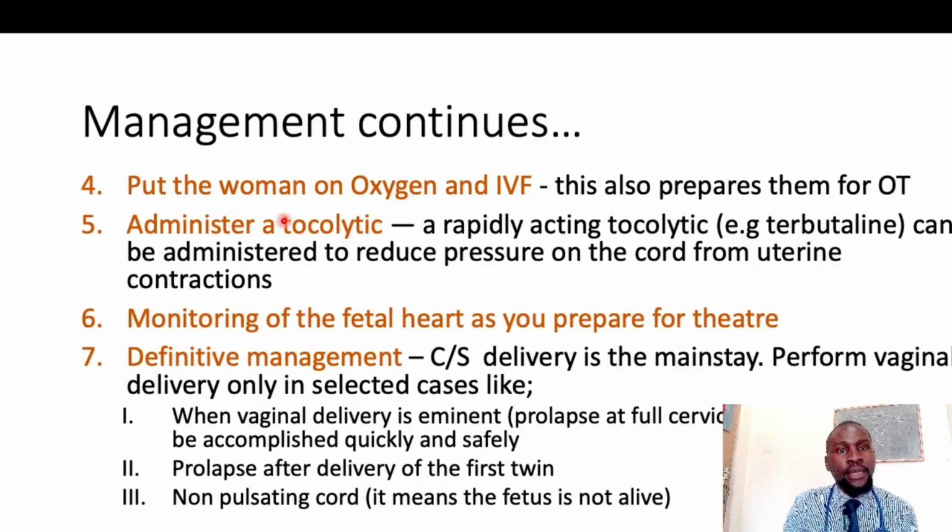No. So administer a tocolytic. You may need to administer a tocolytic. A tocolytic is a drug that will prevent the contraction of the uterus. Toco means contraction. Lysis means breaking down. So these are drugs that will break down the contraction. So they will stop the uterus from contracting. So a rapid acting tocolytic, for example, terbutaline, can be a tocolytic that you give. This can be administered to reduce the pressure on the cord from the uterine contractions.